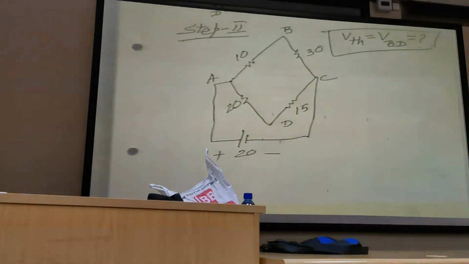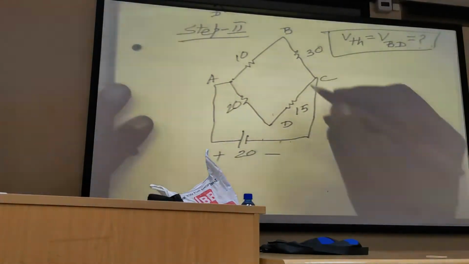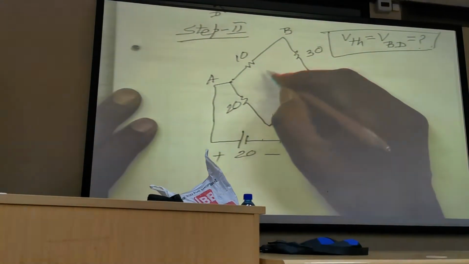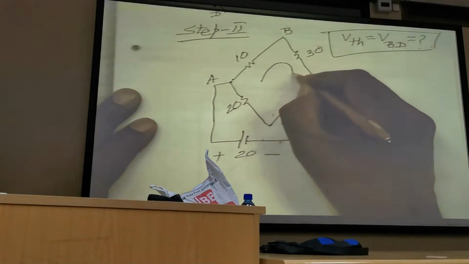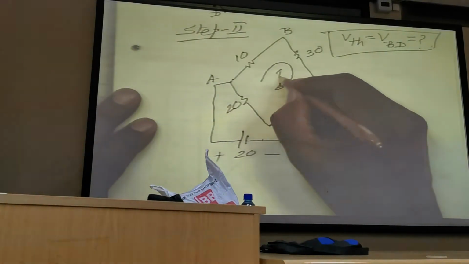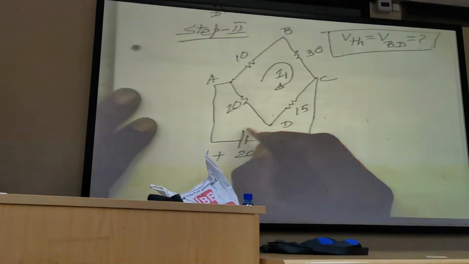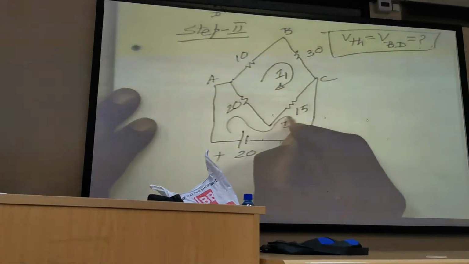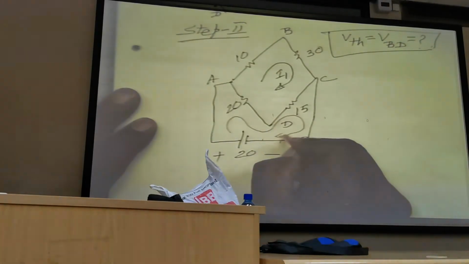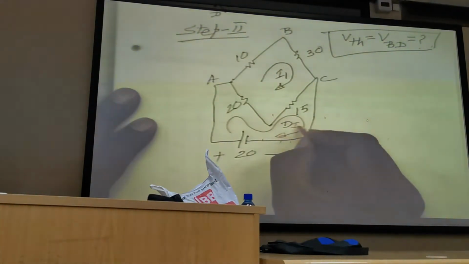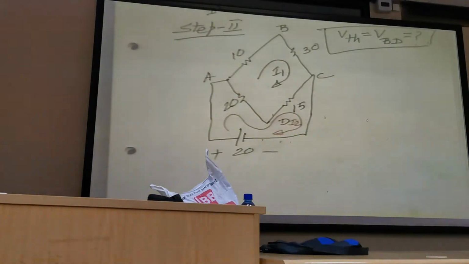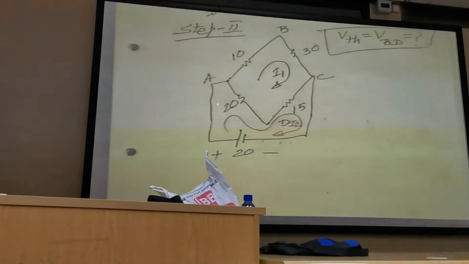Right. Now we are going to apply mesh analysis. In the mesh analysis, I am assuming this one is I1, and then we take another loop like that. This is your I2. Does it make any sense? Yes, sir. So this is one loop, and that one is another loop.